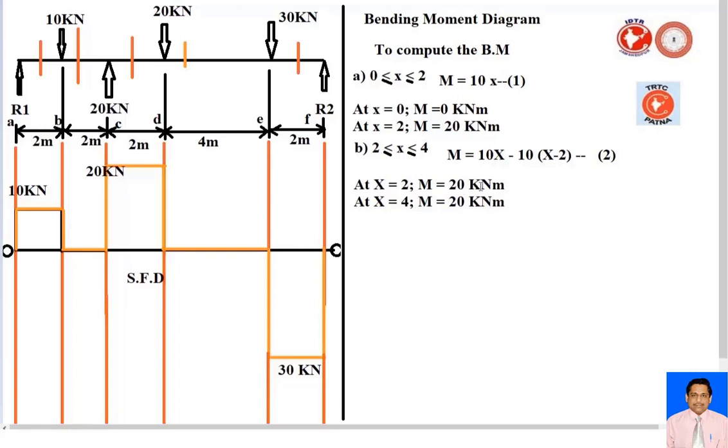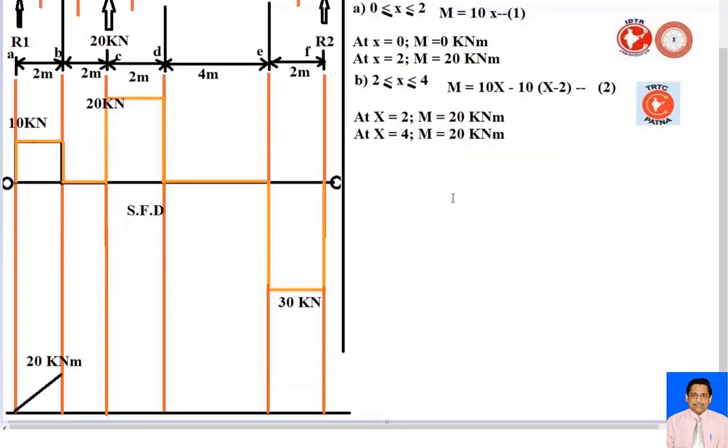That means the shear force value is 0 over this interval. So from this point to this point, from point B to C, our moment is 20 kilonewton meter.